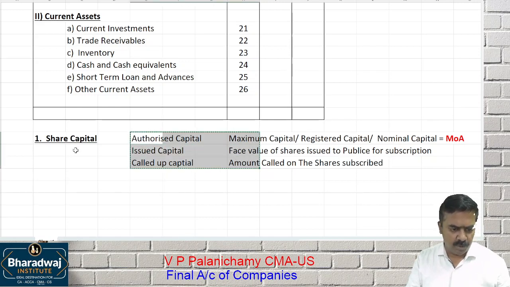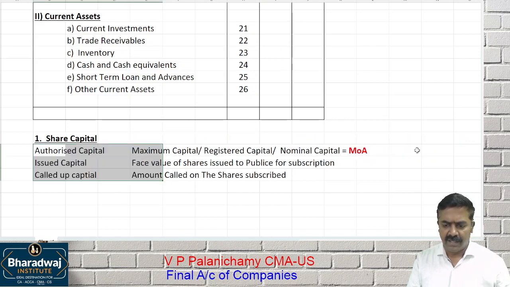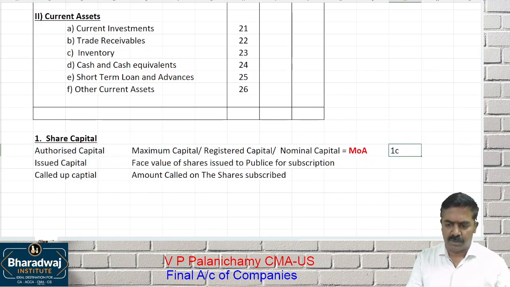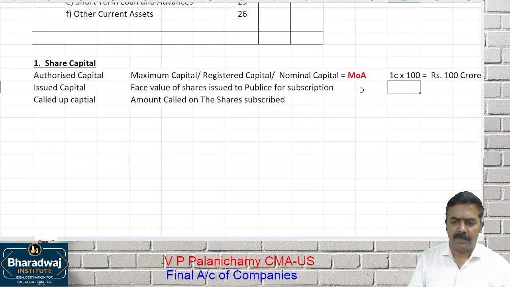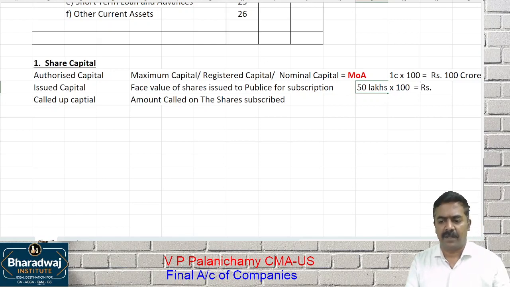Let us assume, I'll go with an example so that you will understand better. A company is registered with 1 crore shares of 100 rupees each. So what is authorized capital? 100 crores. Let us assume the company has issued about 50 lakh shares of rupees 100 each. What is the issued capital? 50 crores is the issued capital.